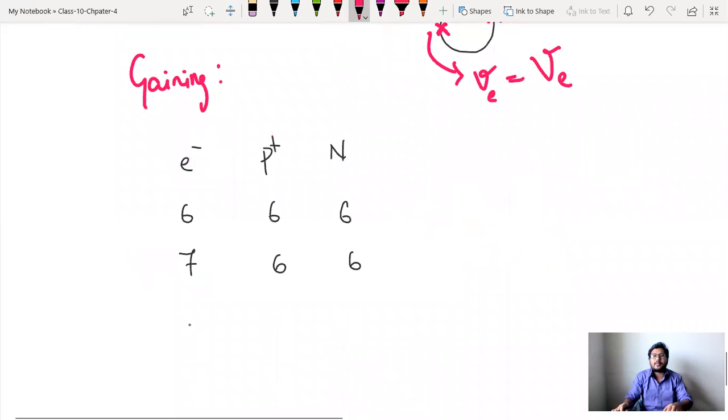Okay, let us assume we have added another electron. We have added 2, so 8 electrons, 6 protons, 6 neutrons. 6 protons cannot tolerate 8 electrons.